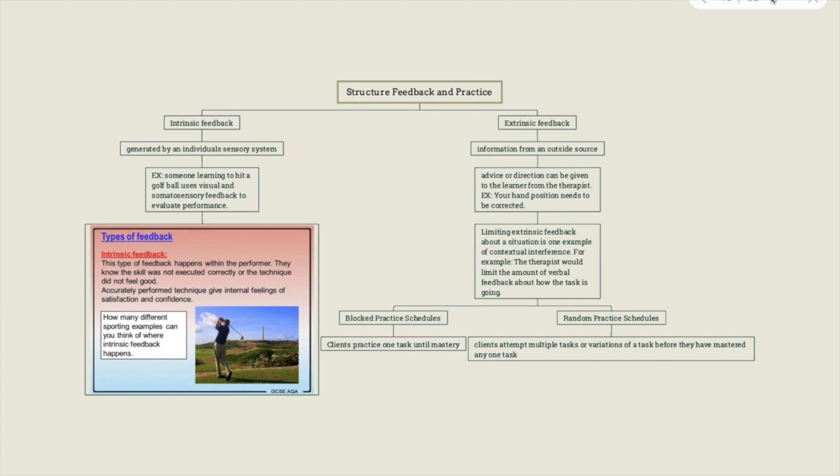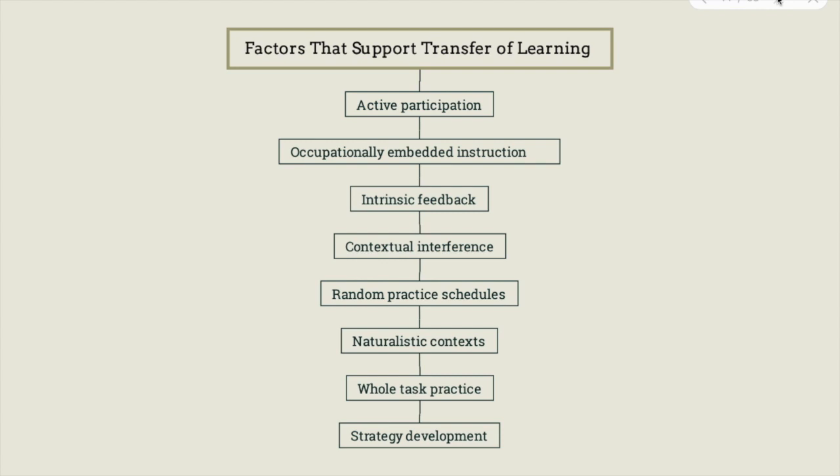And then the practice schedules within these are blocked and random. Blocked is whenever the client practices one skill until mastery. It's really imperative to make sure that the client can handle this type of schedule, because it can turn into being frustrating and fatiguing. And then there's random. So the client attempts multiple tasks or variations of the task before they've mastered it. So they're trial and erroring all different types of learning things.